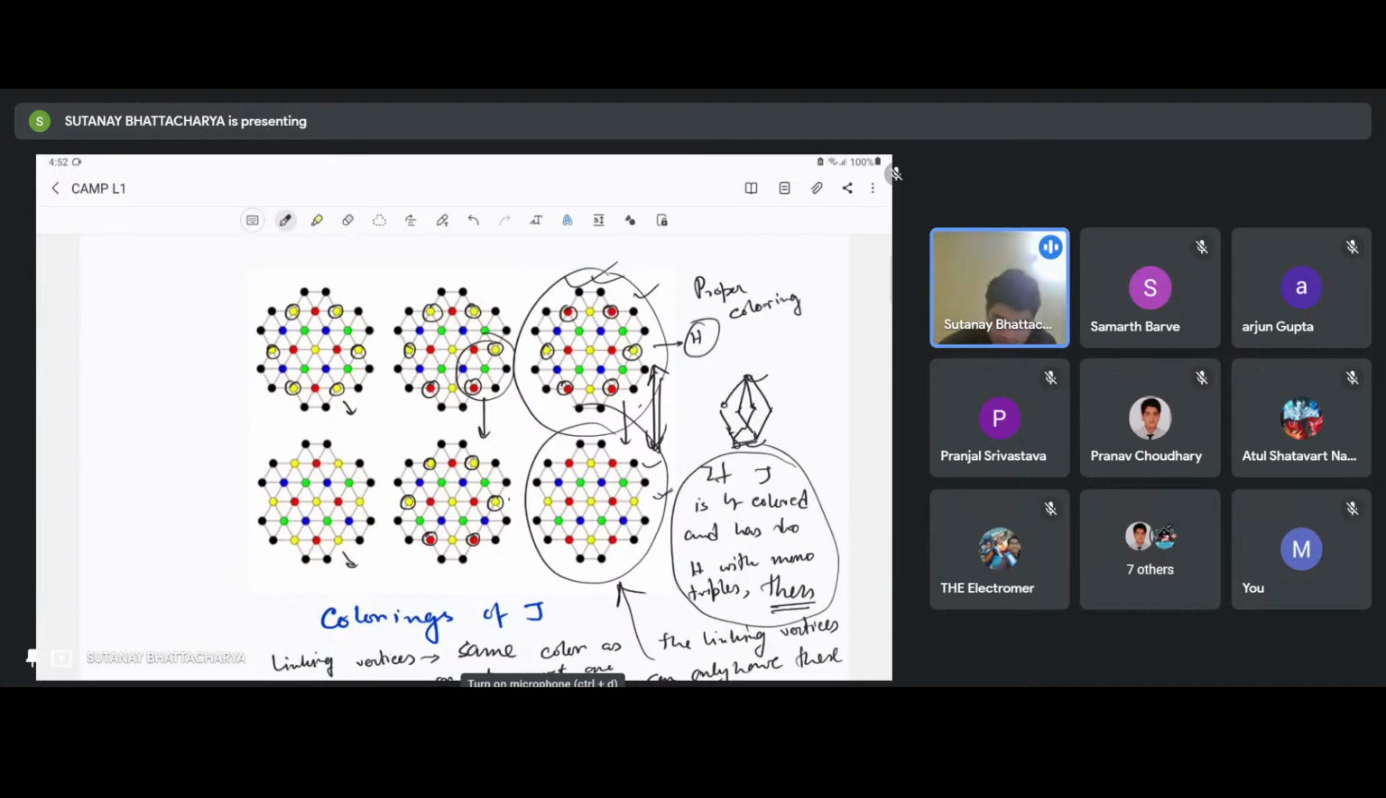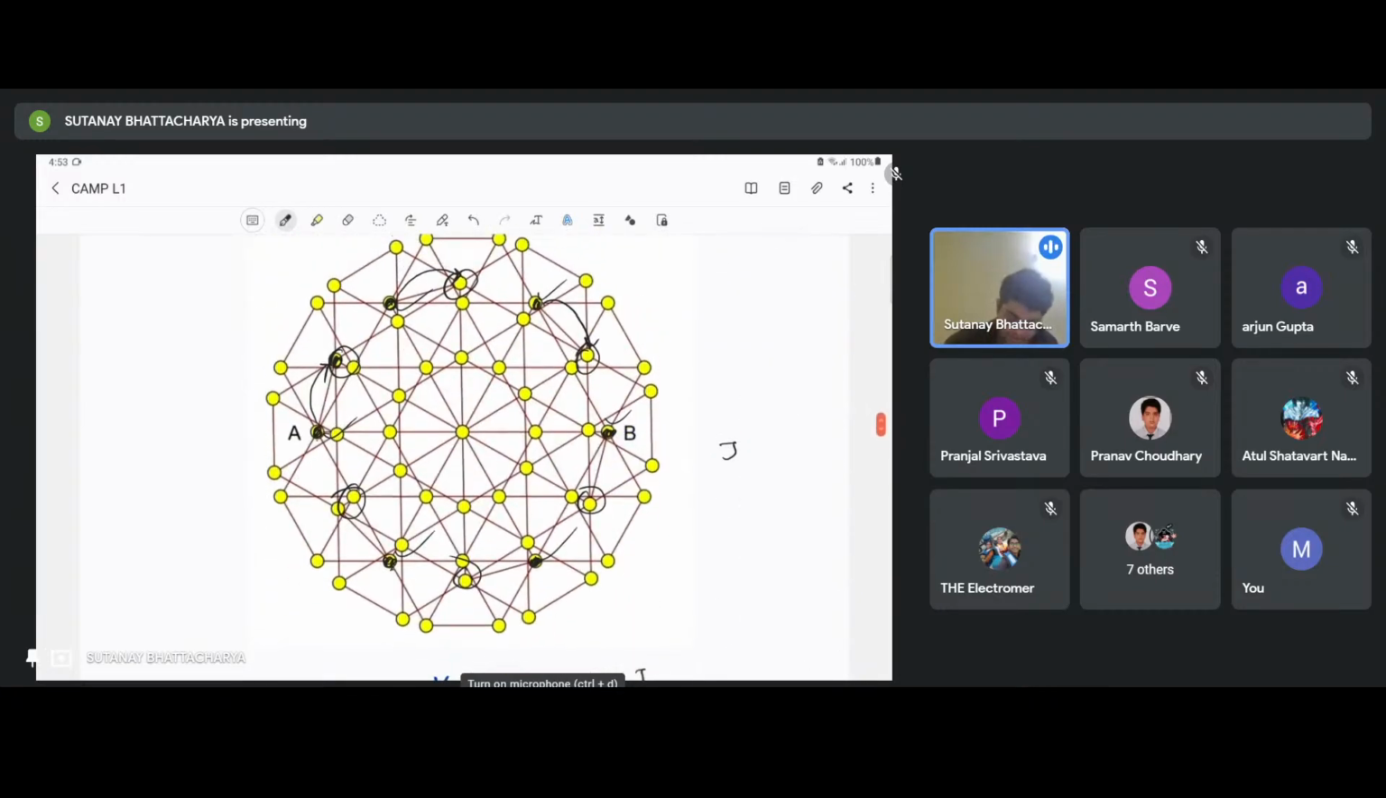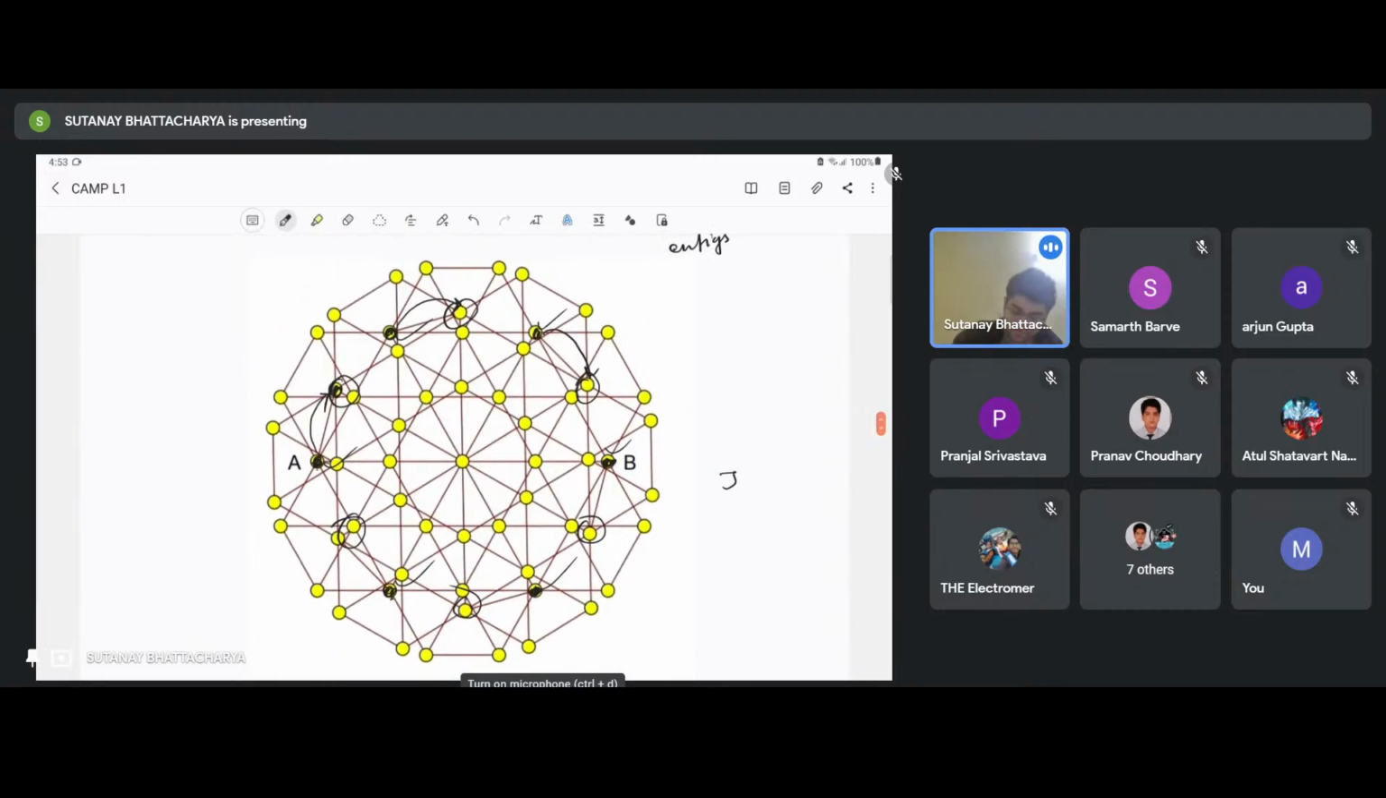In particular, what that means is the diametrically opposite linking vertices have to have the same color. So in this case, for example, A and B have the same color. So we have proved that under the assumption that no internal edge contains a monochromatic triangle, A and B have the same color.